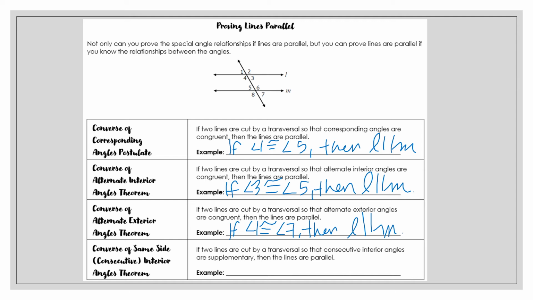And then finally, our last pair of angles that we talked about were those same side or consecutive interior angles. And what that theorem said was if your lines are parallel, then those same side interior angles are supplementary. So the converse would say if your same side or consecutive interior angles are supplementary, then you know your lines are parallel. So for that, you have two pairs of same side interior angles. You have 4 and 5 or 3 and 6. So it would say if the measure of angle 3 plus the measure of angle 6 equals 180, then you would know L is parallel to M.